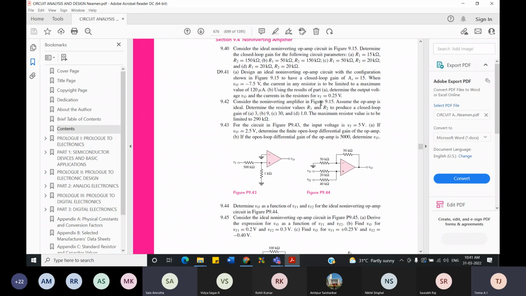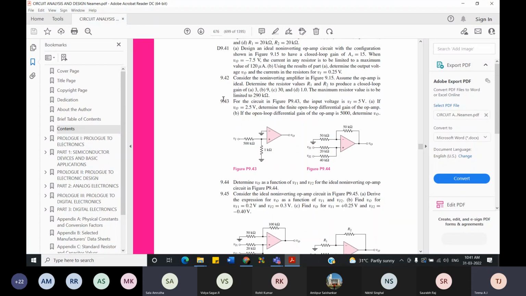Okay. Next question we can do this one, 9.43. For the circuit in the figure, the input voltage is given, the output voltage is given. Determine the finite open loop differential gain of the op amp. Okay, calculate that.